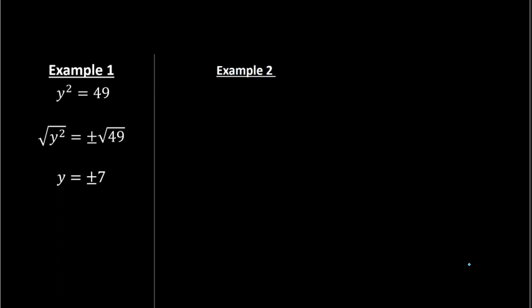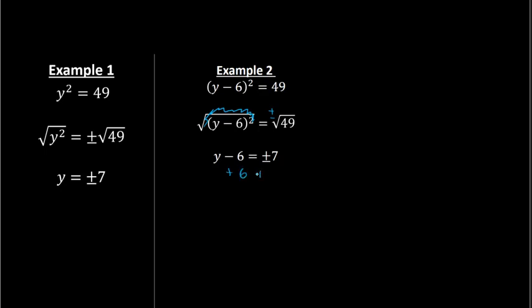Now for example 2, we have y minus 6 squared equals 49. It's the same idea as example 1, where this left side is a perfect square, so I can get rid of the square by taking the square root of both sides. When I do that, the square and the square root undo each other. I'm left with y minus 6 on the left side, and a positive or negative square root of 49 on the right side. The square root of 49 is 7, so we have a positive or negative 7. And then to solve for y, we can add 6 to both sides.